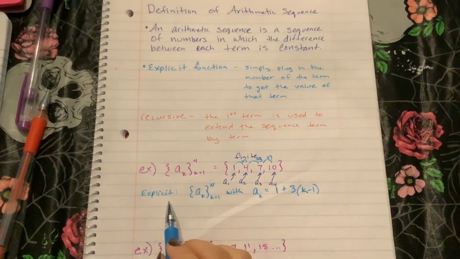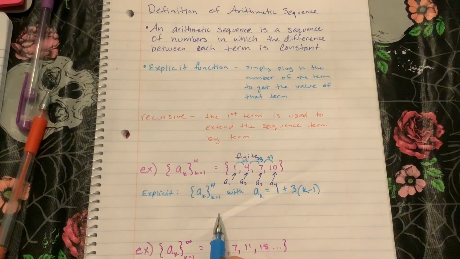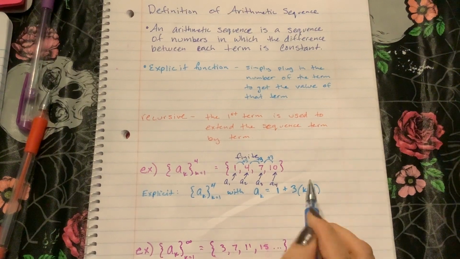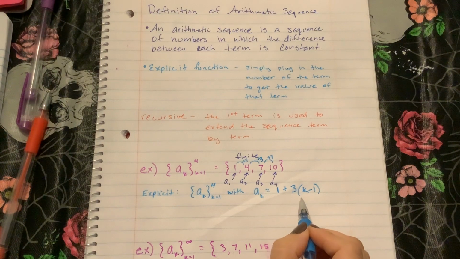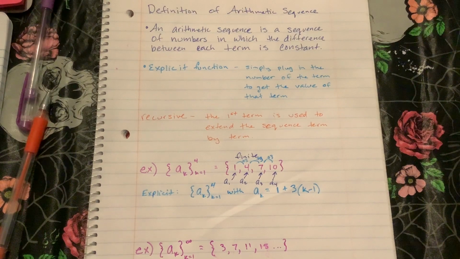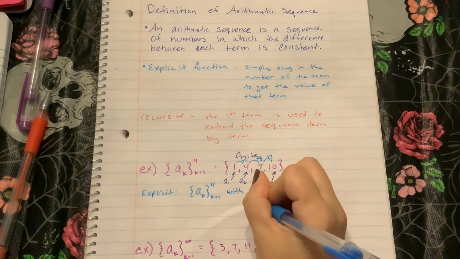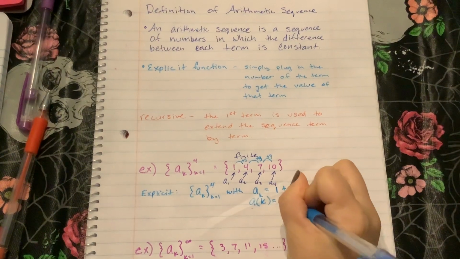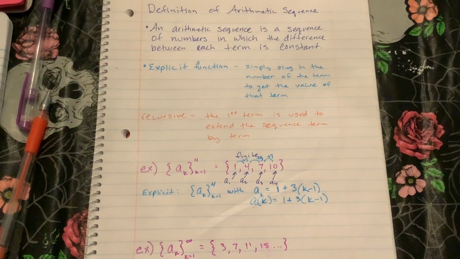So this one is explicit, and it is used because you can find any term without having to know the entire sequence or build all the way up to that term. Let's say if it has 100 terms, it's a lot easier to plug in a number between 1 and 100 for k to find that value than it is to count every single term. Another way to write this is as a function, a of k is 1 plus 3 times k minus 1. It's the same thing. It's just a different notation.